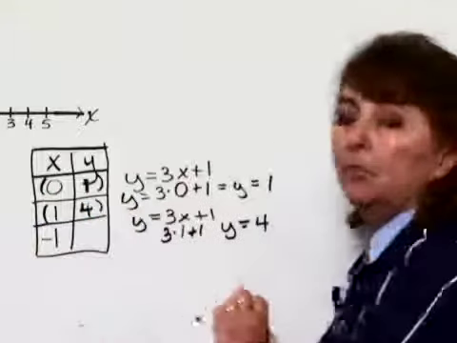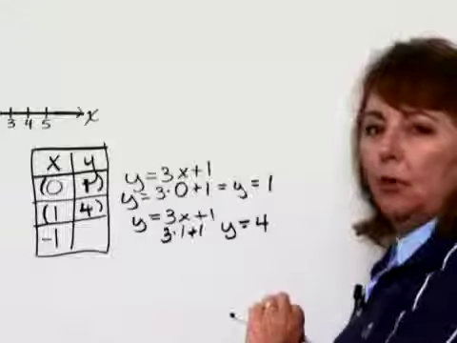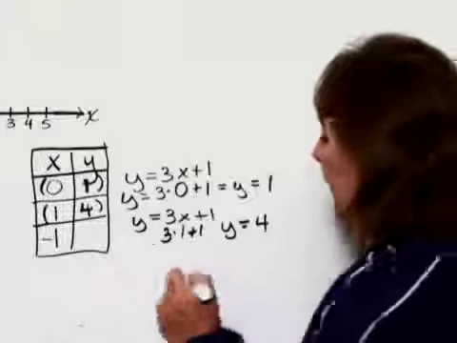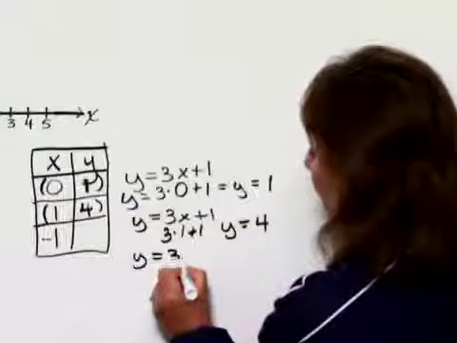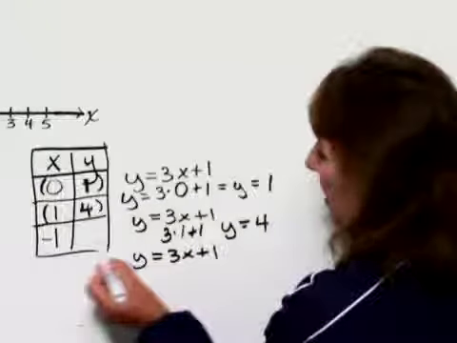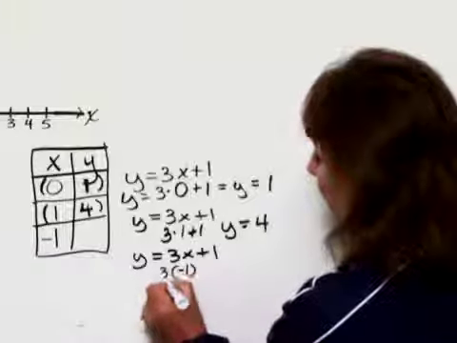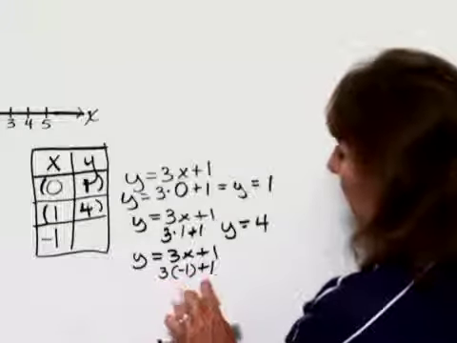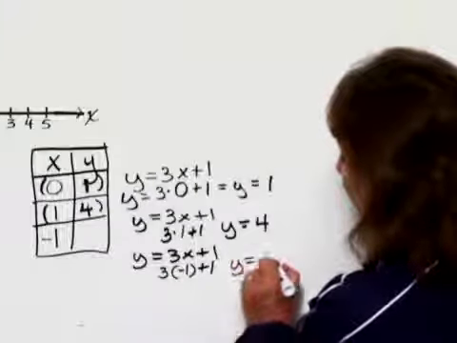Notice I'm writing out my steps very carefully to be sure that my calculations are correct. So take the time to write out these steps. It will really help you with accuracy. Let's do our last one. We have y equals 3x plus 1. This time I'm substituting -1 in for x. I'm writing out my steps very carefully. Now I have -3 plus 1 equals -2. So I have y equals -2.